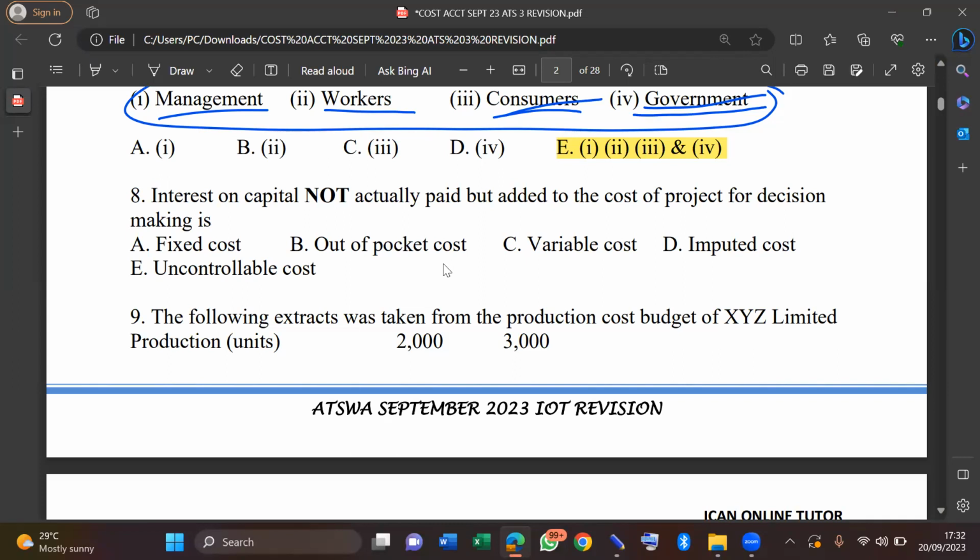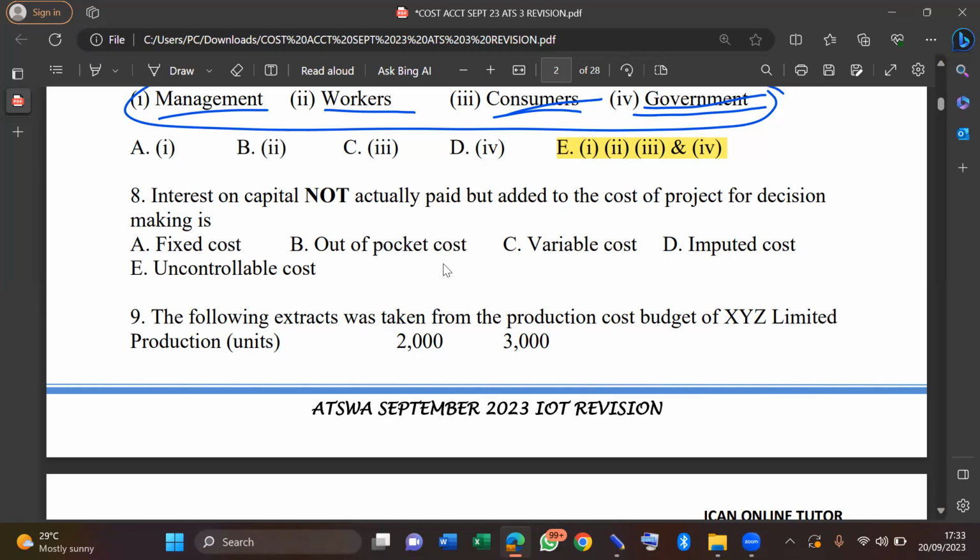What is out of pocket? I think out of pocket is like an additional cost incurred out of budget. Don't think. Be specific. I don't want to think.